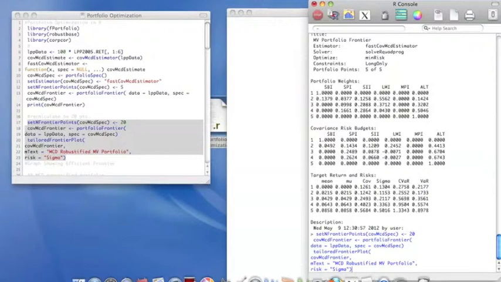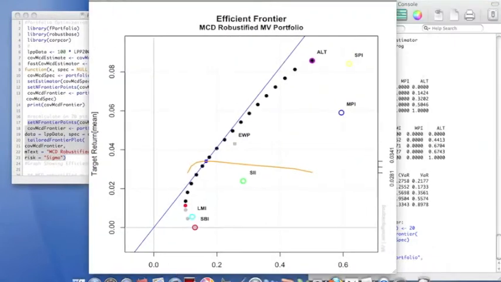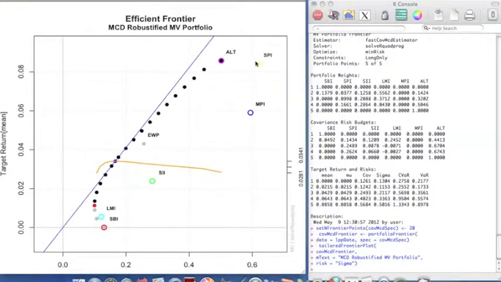In this next section, I'm setting the frontier points, and this is going to give us the frontier that we're looking for. This is the trade-off between risk and return. At the bottom you see target risk, and on the y-axis is the target return, and this is for the MCD robustified mean variance portfolio.